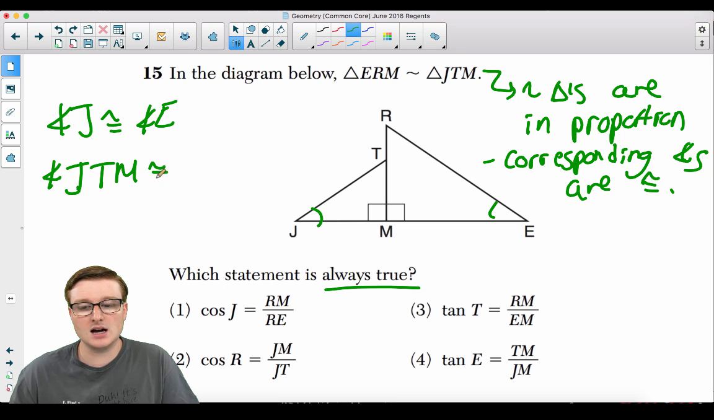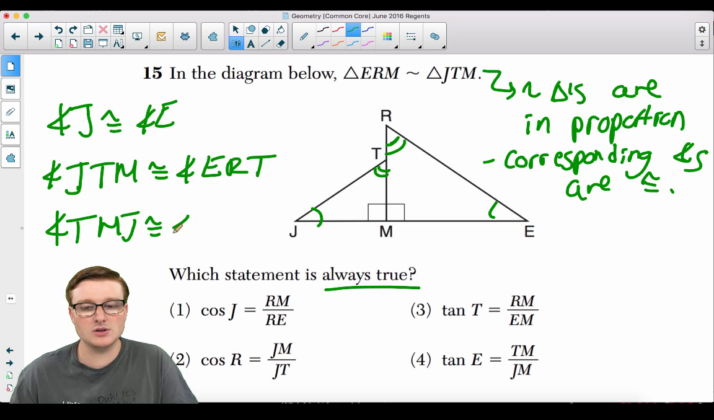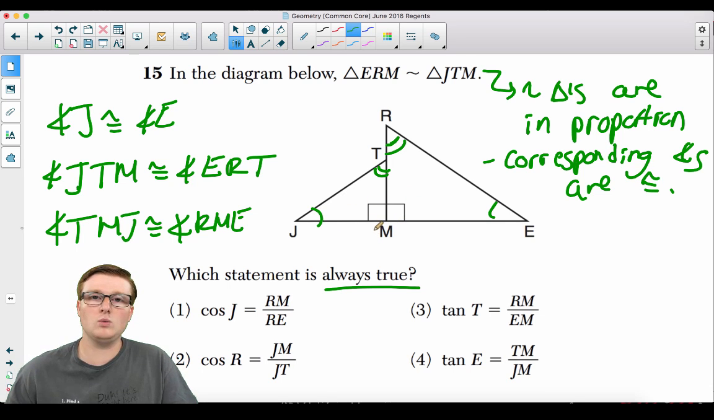Angle JTM is congruent to angle ERT. So that is up here and up here. And angle TMJ is congruent to angle RME. Okay? So those are these right angles down here. Okay? So, well, what do we know?